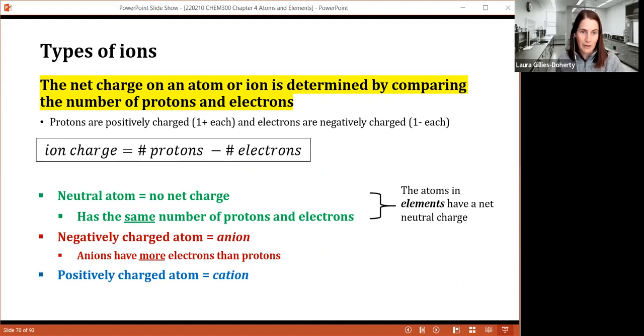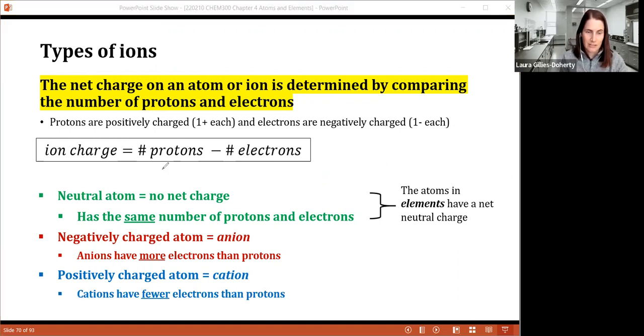If you end up with a positively charged atom, we call that a cation. So cations have fewer electrons than protons. So let's do the example with sodium again. We had 11 protons, and if it lost 1 electron, it only had 10 electrons, then 11 minus 10 is +1. So this would be a cation. Fewer electrons than protons.